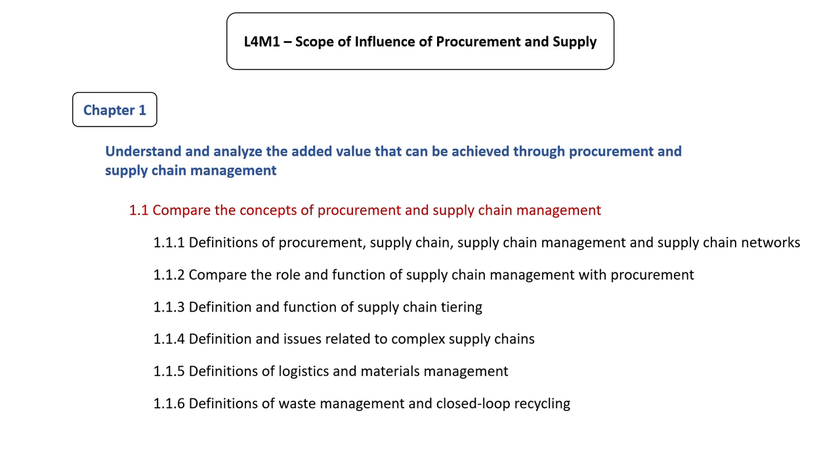The third point, 1.1.3 Definition and function of supply chain tiering. The fourth point, 1.1.4 Definition and issues related to complex supply chains. The fifth point, 1.1.5 Definitions of logistics and materials management. Finally, the sixth point, 1.1.6 Definitions of waste management and closed-loop recycling.